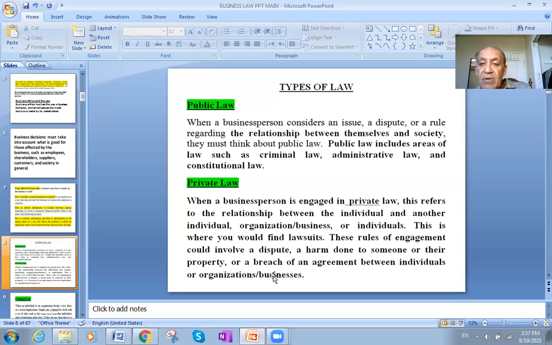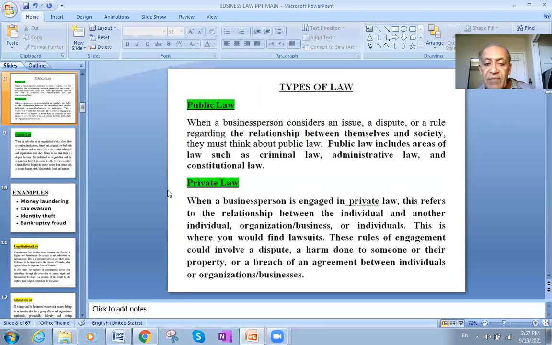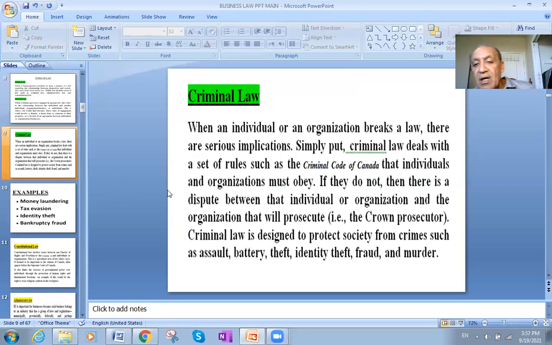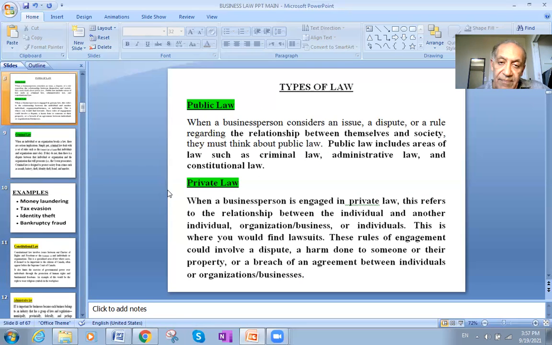But public law covers the individual with the society, all the actions between a person and the society. For that reason, the society gives it the word public, but the individual gives it the word private. These are the first two types of business law, public law and private law.